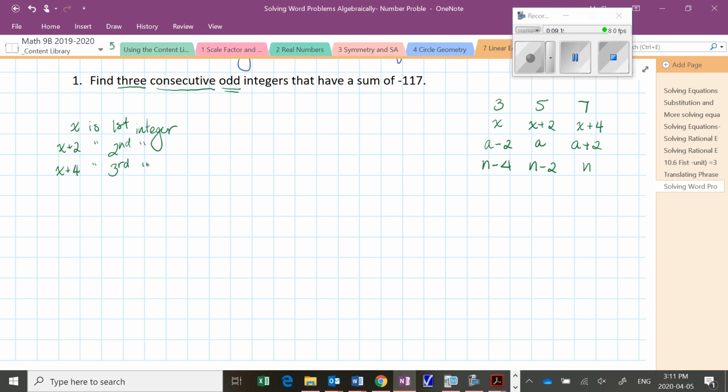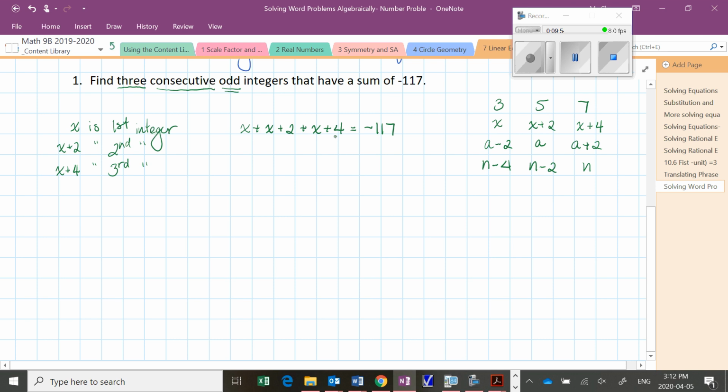So now that we have our labeling done, we can write our equation. Because we've been very clear about what our 3 integers are, we now see that they have a sum of negative 117. So here we have it: the first integer plus the second integer plus the third integer has a sum of negative 117. And so it's very clear based on our labeling what the question actually was to begin with. And then we can go ahead and solve.